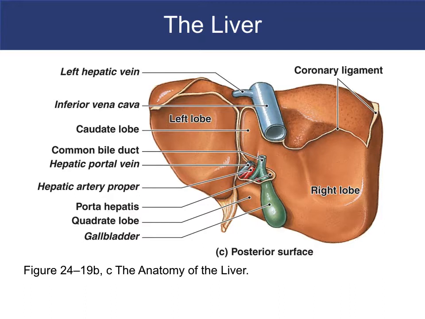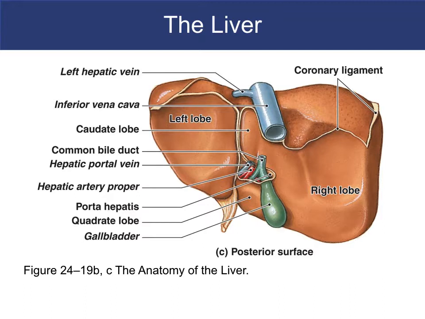Two things that are very important for you to understand. One is the blood supply to the liver, because the liver has a very weird blood supply. Blood comes into the liver from two routes.